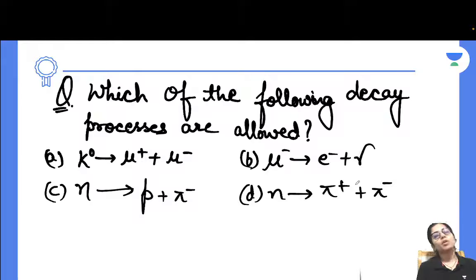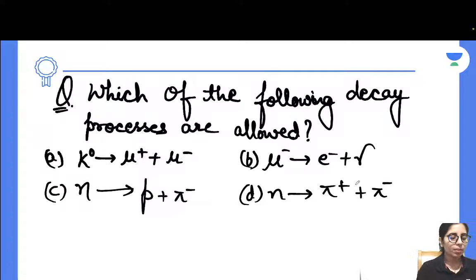Okay guys, I'm going to start the discussion. To know about the type of process we are going to have, we need to check the conservation laws. There is QBL, which is the main conservation. For any reaction to be allowed, these should be satisfied: charge, baryon number, and lepton number must be conserved, right?